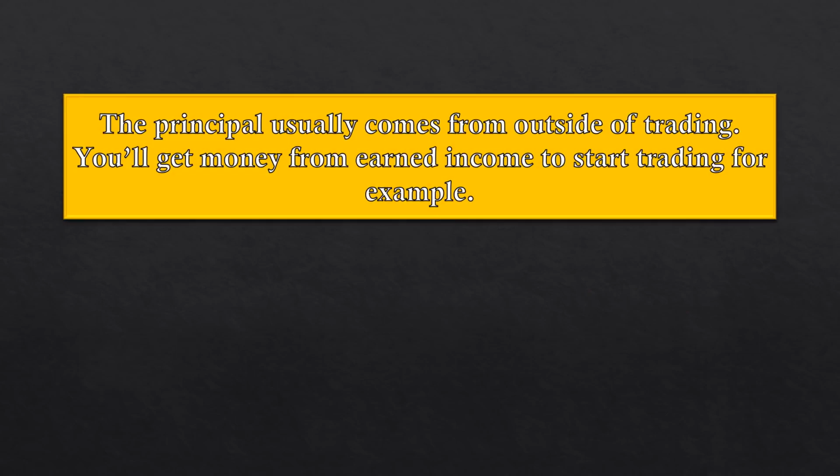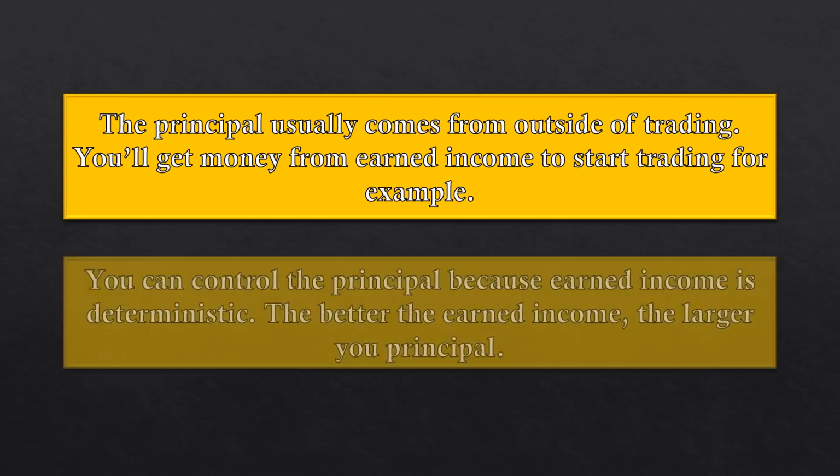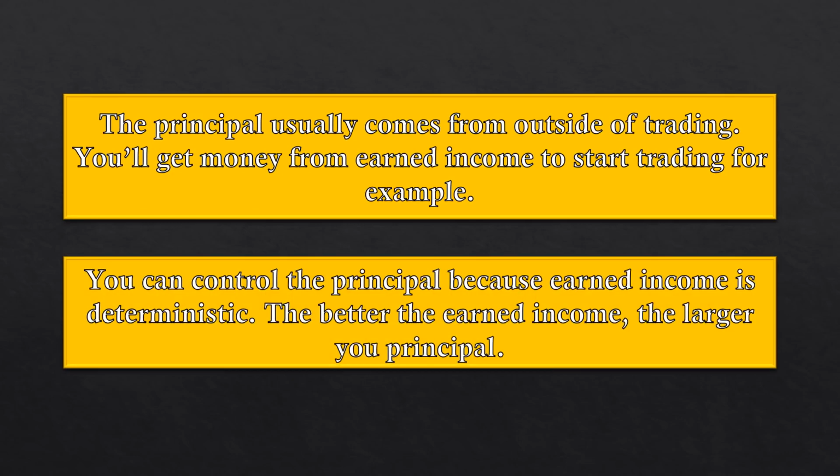The principal usually comes from outside trading. Most people will devote a part of their earned income to start trading. That means you can control the principal by enhancing your earned income outside of trading. In other words, the better your earned income is, the better your final amount will be. The main point here is that you can enhance your principal by enhancing the earned income, which comes from work outside of trading.